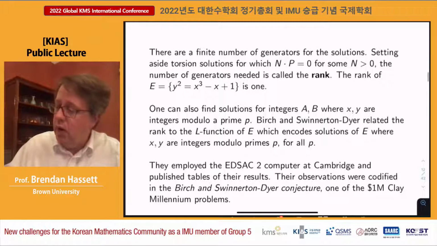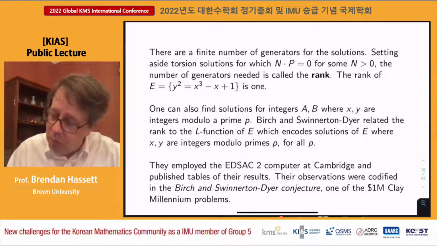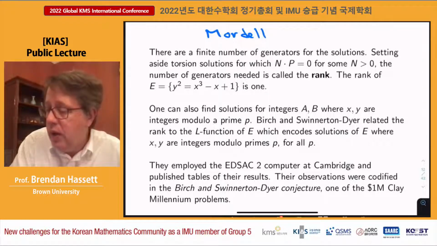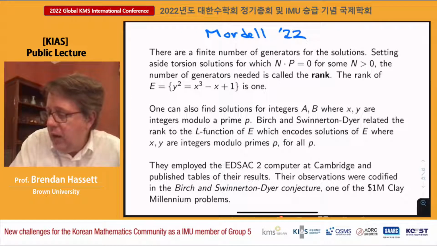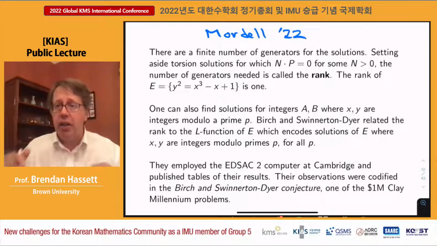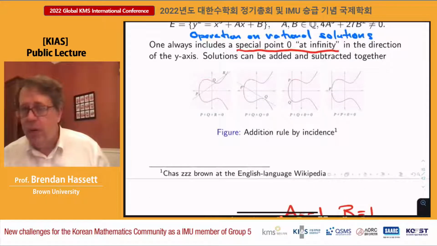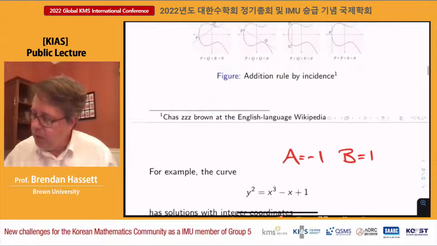Now, in general, there are a finite number of generators for the solutions over the rational numbers. And so this is an important theorem of Mordell. He proved almost exactly 100 years ago that there are, in fact, a finite number of generators for the solutions for an elliptic curve. And so we can try to understand the structure of those generators. And if we ignore torsion, or solutions that satisfy n times P equals 0 for some n, where you follow this incidence relation and end up back where you started, an example of torsion is the case where P plus P equals 0. But let's ignore torsion.